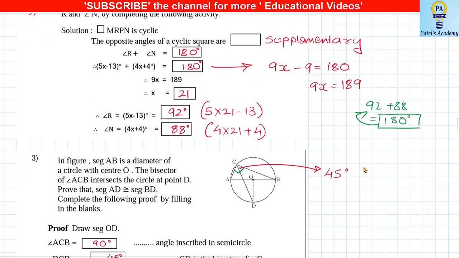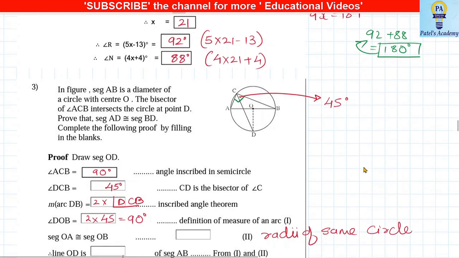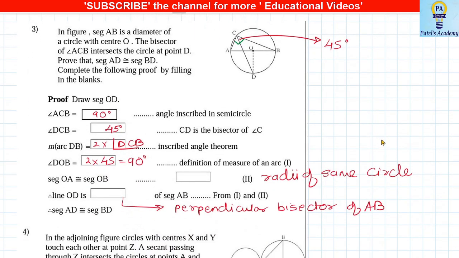Let's see the third one, an important one. I've done some markings in the figure. The whole angle ACB is 90 degrees because it is an angle in a semicircle, and CD is the bisector. So half of 90 is 45, 45. That is what we have written in the second step.